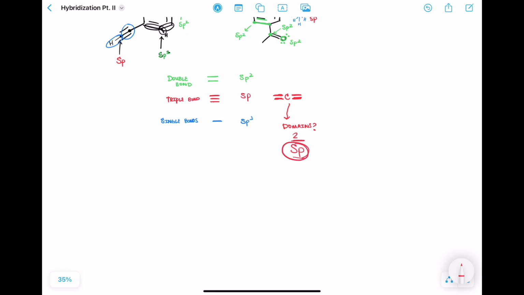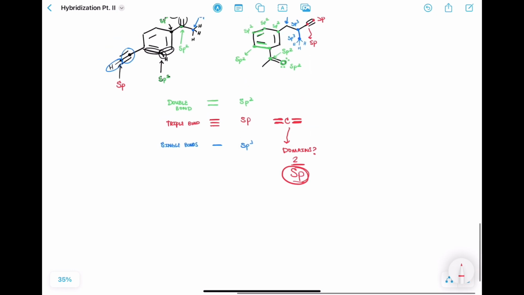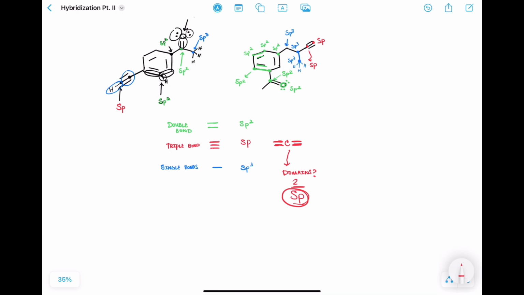So obviously domain trumps, but the cheat sheet or the shortcut is essentially if it has a double bond. If it only has 1 double bond on it, it's sp2. If it has 2 on either side, again, it's going to be sp. And if it has all single bonds around it, it's going to be sp3.